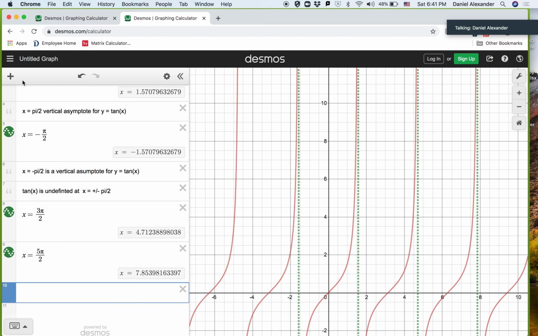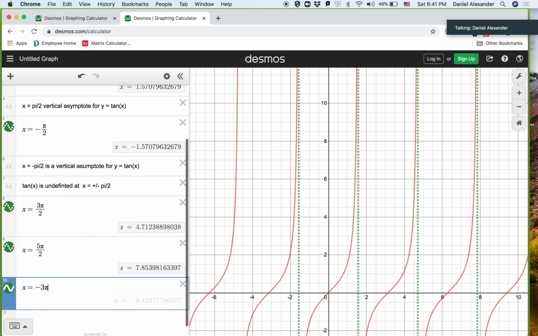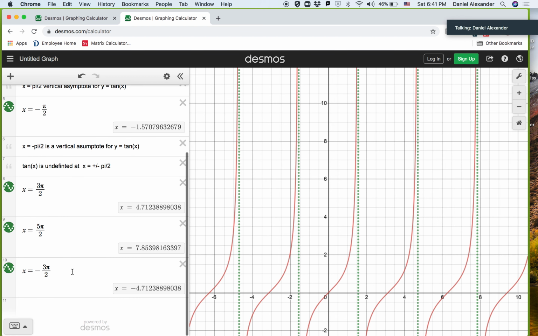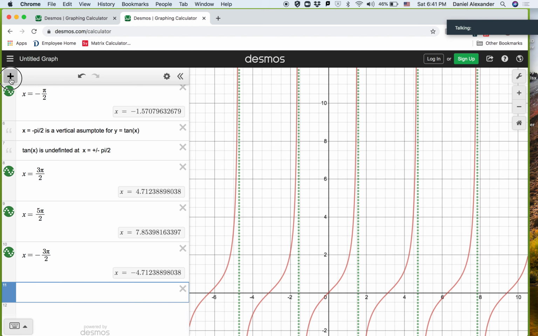Okay. So what we're going to see here is that we have vertical asymptotes at pi over 2, 3 pi over 2, 5 pi over 2, 7 pi over 2. And it's going to be the same thing in the negative direction. Let's look at x equals minus 3 pi over 2. Again, let's make it dotted. Okay, same thing.